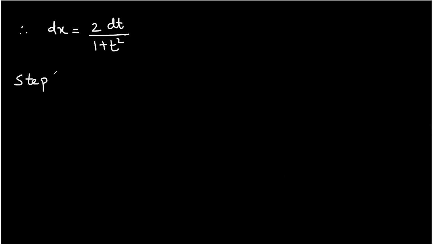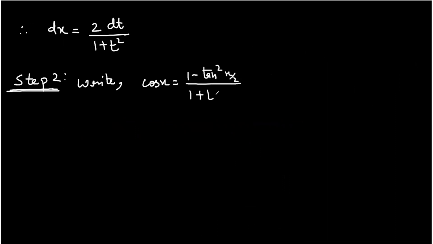Now I write step 2. Step 2 is, write cos x as 1 minus t square upon 1 plus t square. You know why this? Because cos x is 1 minus tan square x by 2 upon 1 plus tan square x by 2.